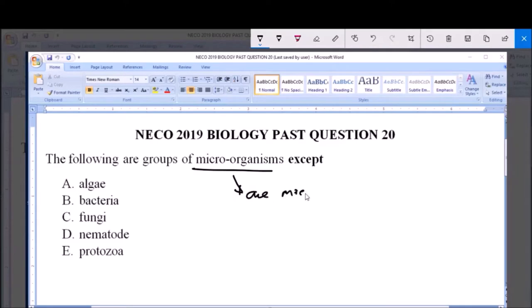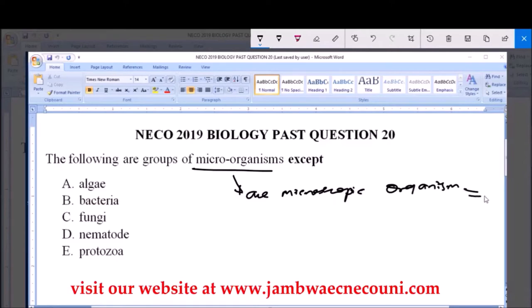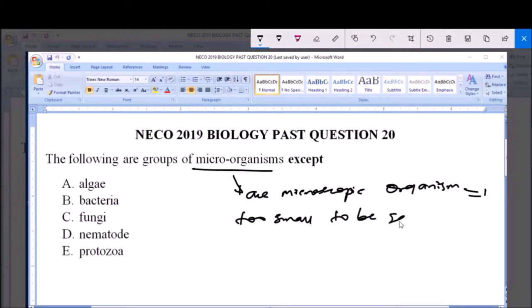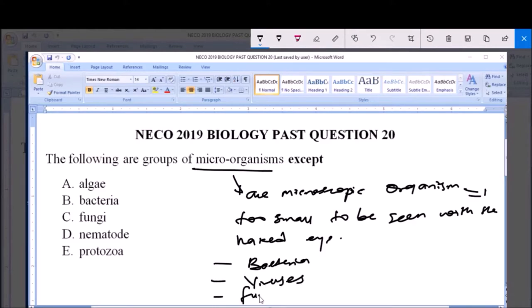Microorganisms are referred to as microscopic organisms. That is where the name is derived from. This micro simply means microscopic, that is, these organisms are too small to be seen with the naked eye. They are actually seen with the use of a microscope. Now, these microorganisms include the bacteria, viruses, fungi, the protozoa, the nematodes, and the microalgae.